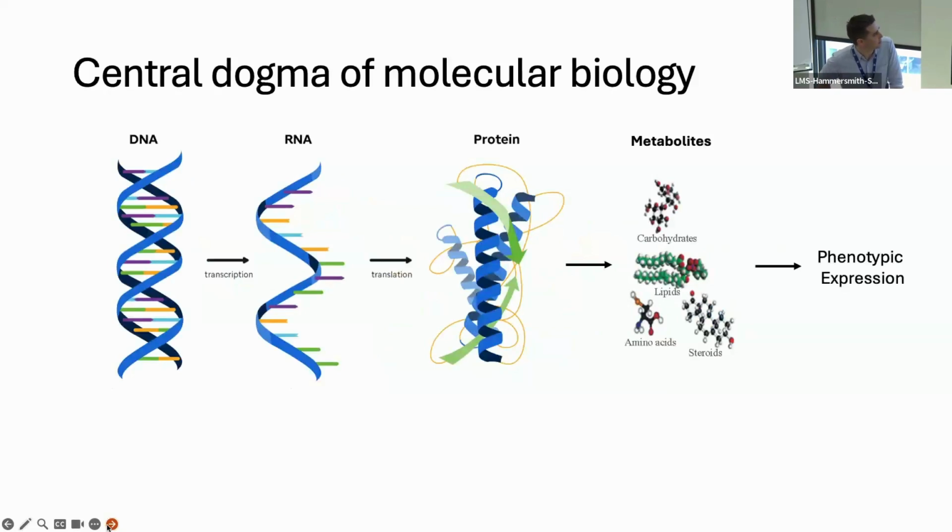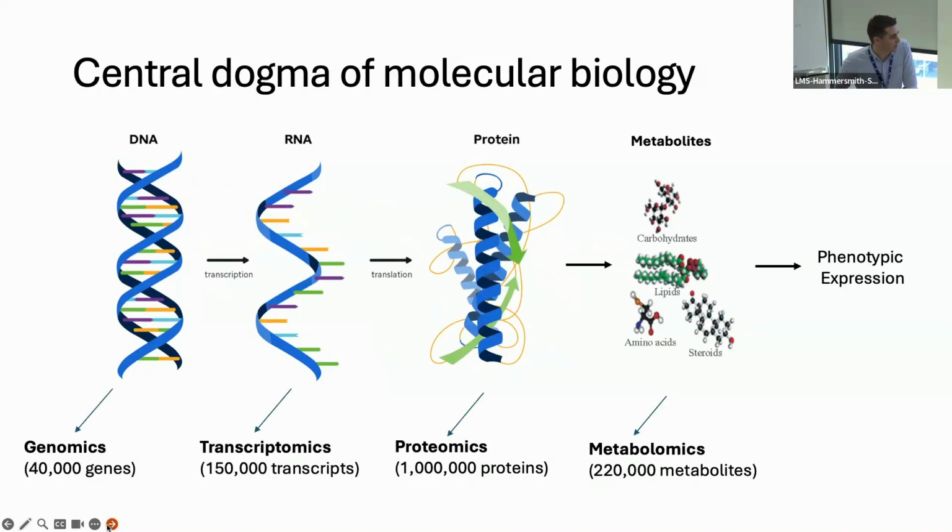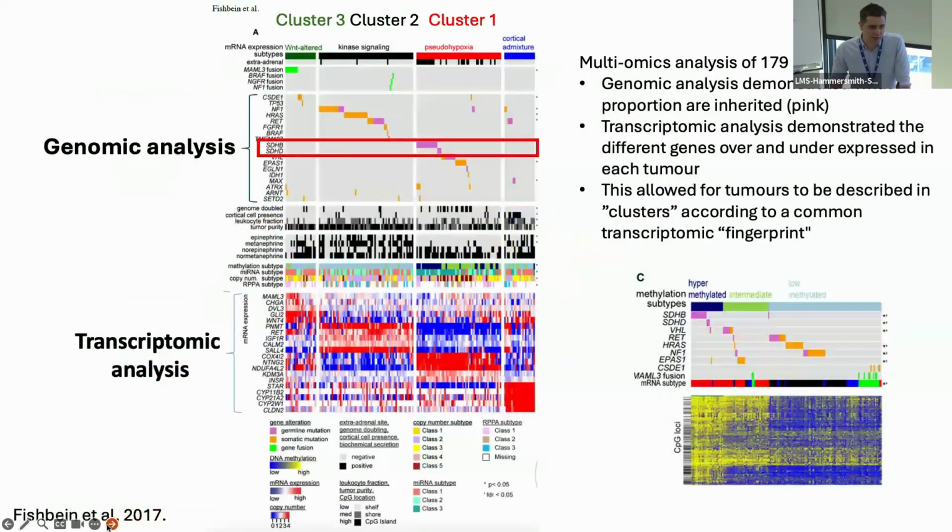And a very similar slide was presented earlier, and we heard a lot about metabolomics, but the medical school understanding of molecular biology: DNA becomes RNA, becomes a protein, becomes a metabolite, and that dictates the phenotypic expression of a given cell. The study of each of these is huge, and we lie in between genomics and transcriptomics, really, in epigenetics. Why is this relevant for PPGLs? Well, in 2017, the Cancer Genome Atlas was published by Lauren Fishbein and her team that looked at 179 PPGLs.